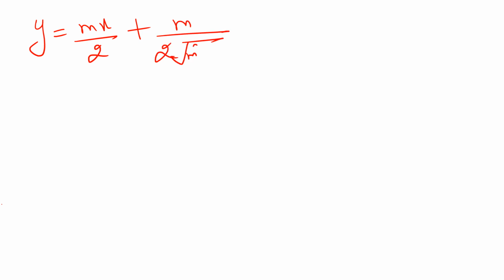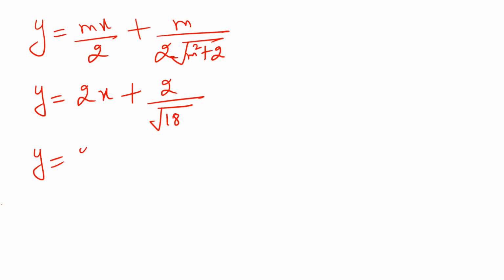Now students, we move further. The equation of the normal is y equal to mx upon 2 plus m upon 2 into square root of m square plus 2. And we have got the value of m as 4. So just put m equal to 4 in this equation. So the equation now becomes y equal to 2x plus 2 upon square root of 18. And this further becomes y equal to 2x plus root 2 upon 3.